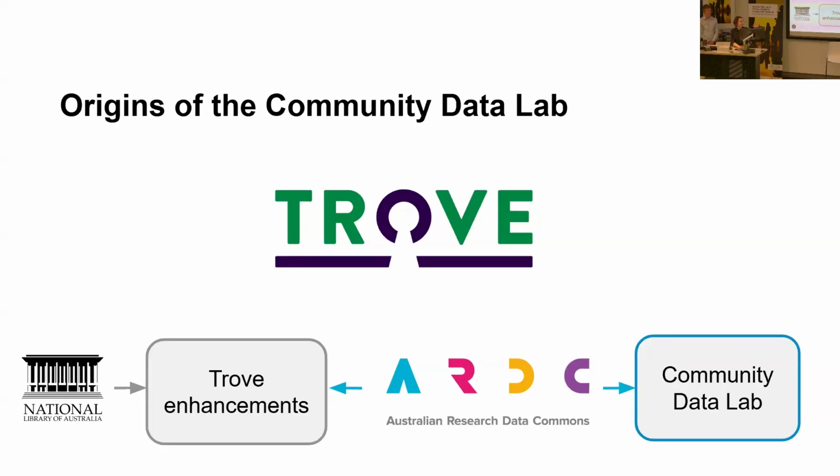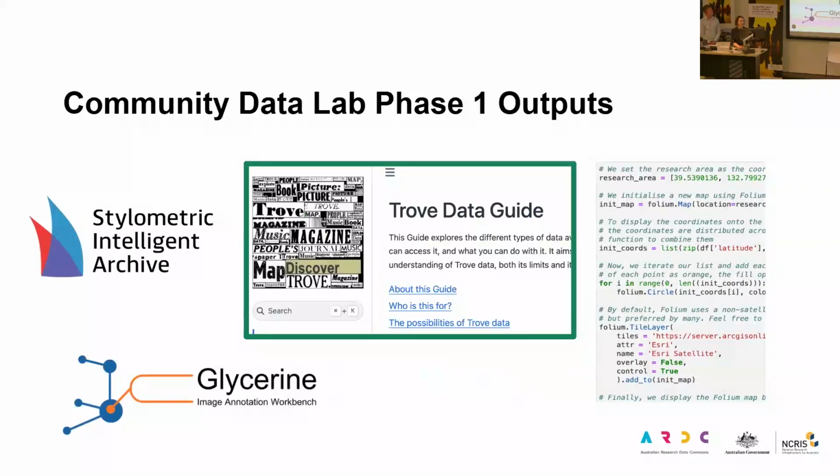And that first Community Data Lab, that's phase one of the Community Data Lab, produced a set of outputs that included the brilliant Trove data guide created by Tim Sherratt, which takes researchers who are unfamiliar with working with data through APIs and guides them step by step through that process and shows what can be done with this data. It's a fantastic resource, as well as a number of other tools, including text analytic tools and Glycerin, which allows you to annotate image information, and some pilot code for working with geospatial data. So a great set of introductory tools that were placed there.